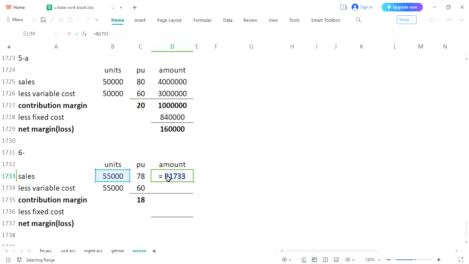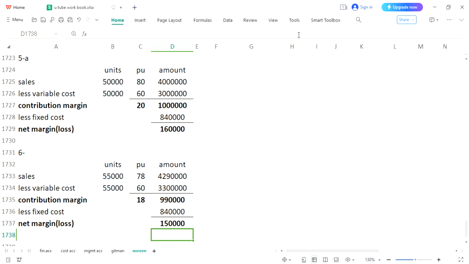To calculate sale, we will multiply units, and per unit is 78. We have got our sale price. Similarly, we will calculate variable cost by multiplying units and per unit 60. Contribution margin would be calculated by subtracting variable cost from sales. Sale is 4.29 million and you will subtract variable cost 3.3 million. Contribution margin arrived. 840,000 is your fixed cost, and it's time to calculate your net margin by subtracting fixed cost from contribution margin, which is 990, and fixed cost is 840. So we have got our profit.